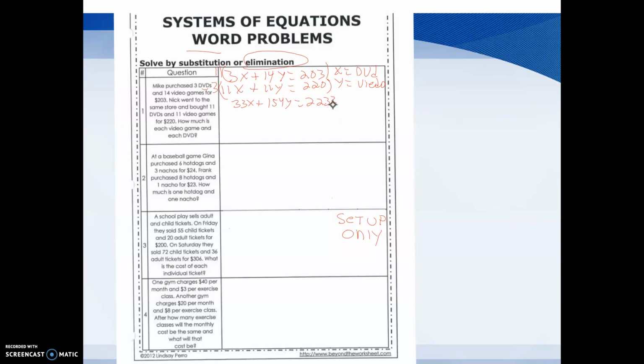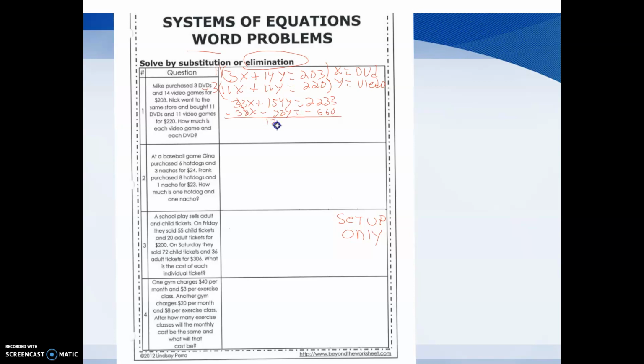All right, now I'm going to multiply the bottom by negative 3. Okay, and you'll notice right away when we add it that the DVDs are going to cancel out. So let's go ahead and continue. So that'll be negative 33x, I mean 33y, and then negative 3 by 220 would be negative 660. Okay, so now I'm going to go ahead and add the system, which is going to cancel out the DVDs for me. And then I'll add this up.